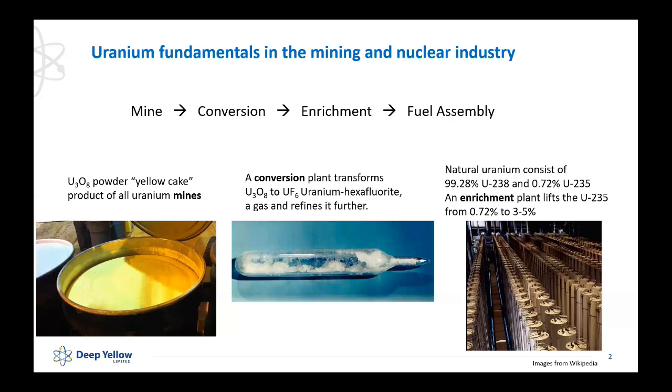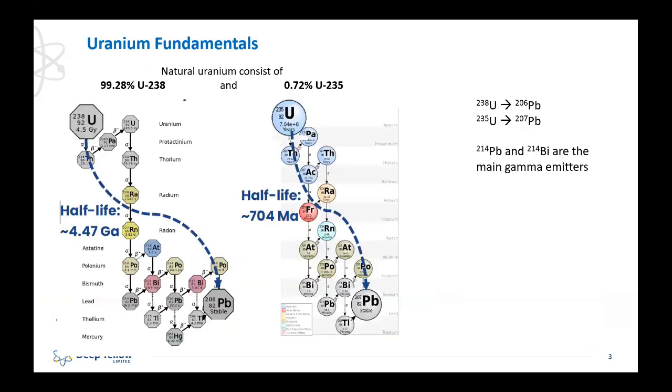And in these centrifuges, that gets enriched to about 3 to 5% to be used in the most common nuclear power plants. And that material goes into a fuel assembly and gets used. So after the mine product, there's quite a bit of a supply chain which needs to go through. But enough of that. Let's look at some basics of isotopes.